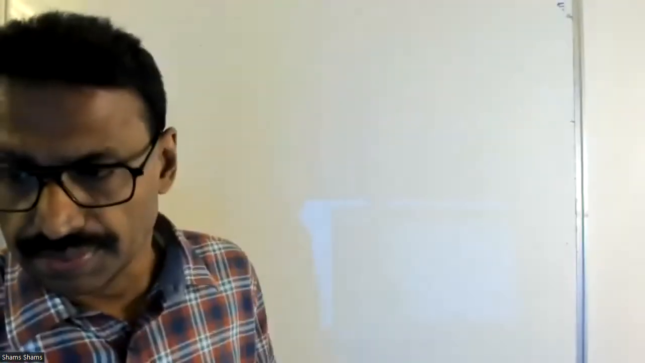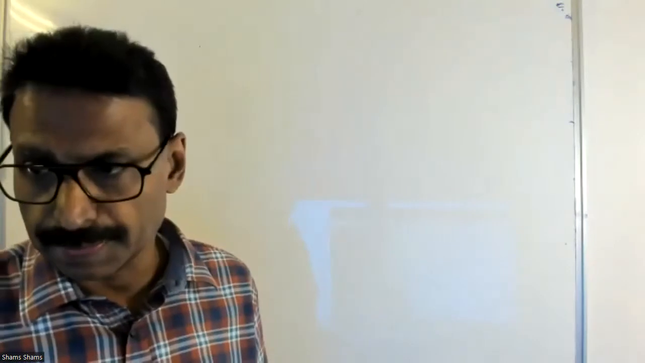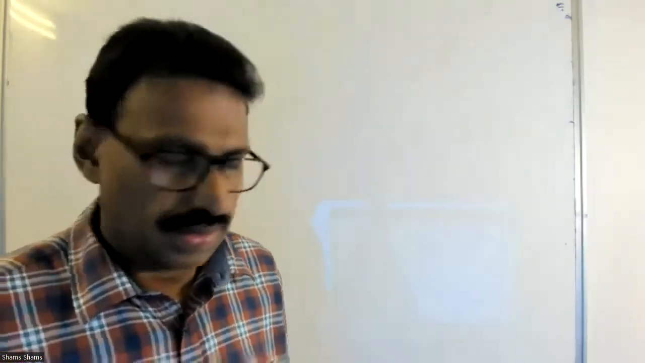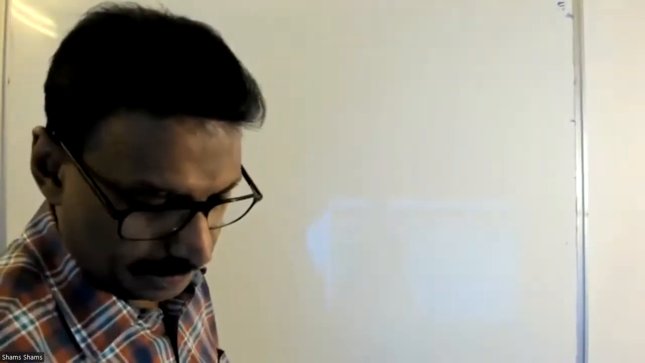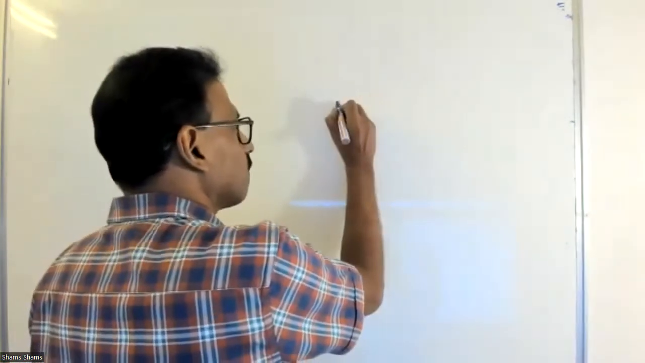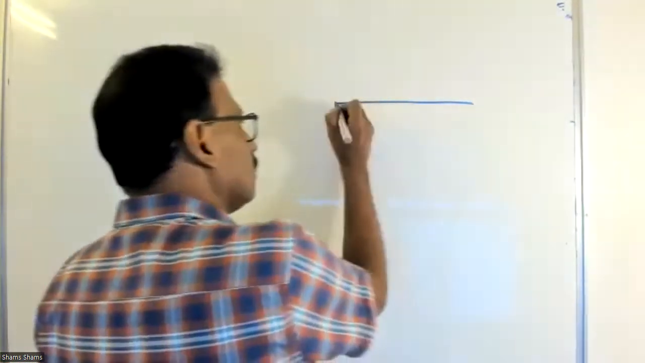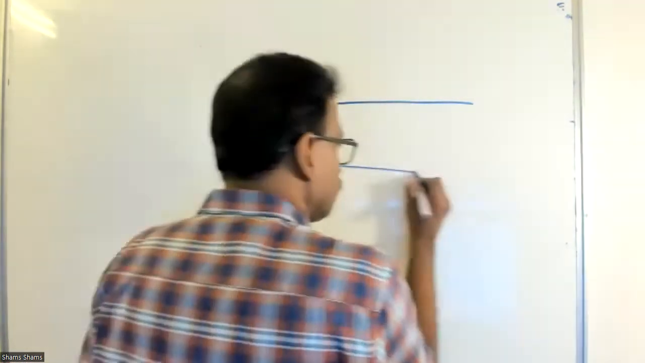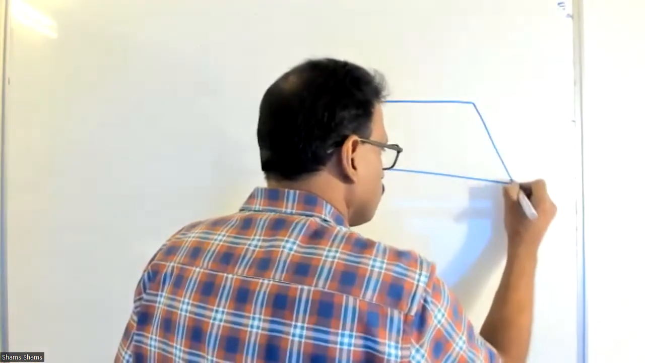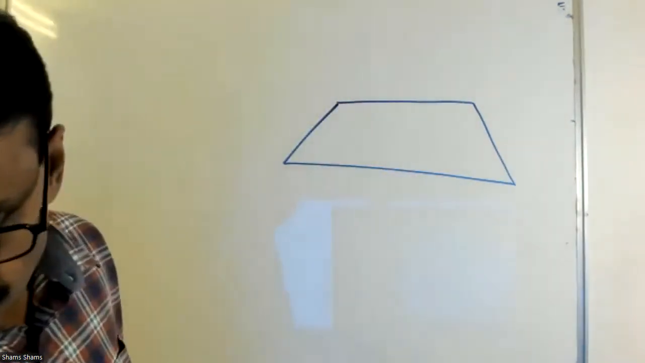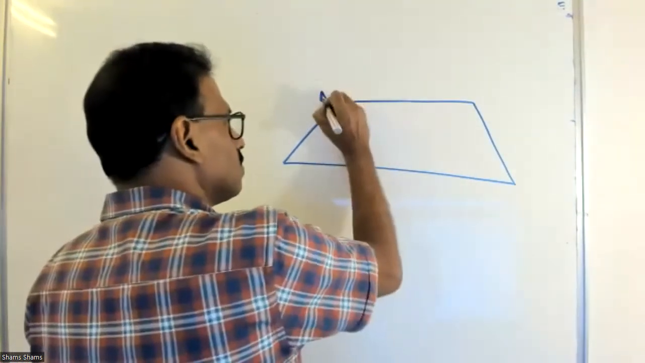Okay. I'll show this one. Nothing to do your side. Okay. Look at here. Niveda, read the question. ABCD is a trapezium in which AB parallel DC, diagonals intersect each other at O. Prove that AO by BO equal to CO by DO.